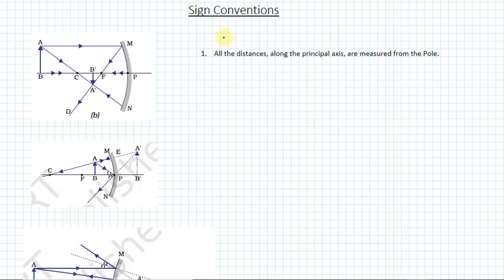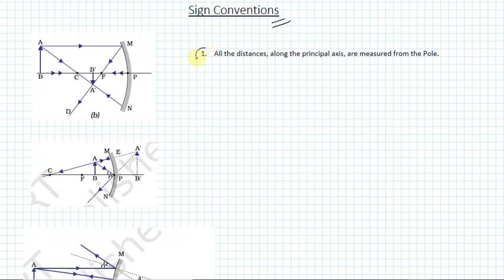So far we have learned how to draw the ray diagrams for concave and convex mirrors. Now today we shall learn more about sign conventions and further the mirror formula also. So let's start with the sign conventions. We already had a bit of a mention of it.